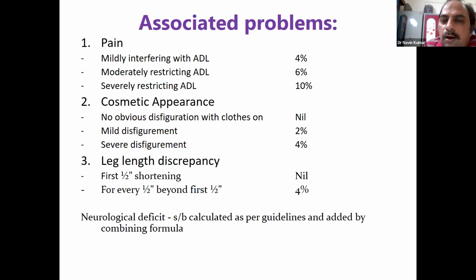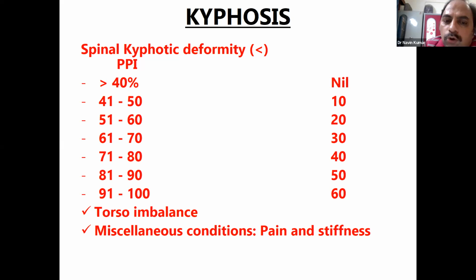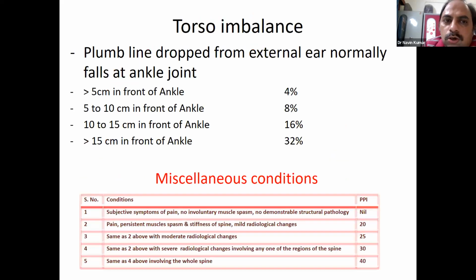Then there may be some extra points, we can give 10% extra, like we gave in lower limb. So this is extra points for scoliosis. Then coming to kyphosis, there are only two things: one is angle, and another is torso imbalance. Directly we can add this and give the percentage. In this, we don't need to use a formula for adding.